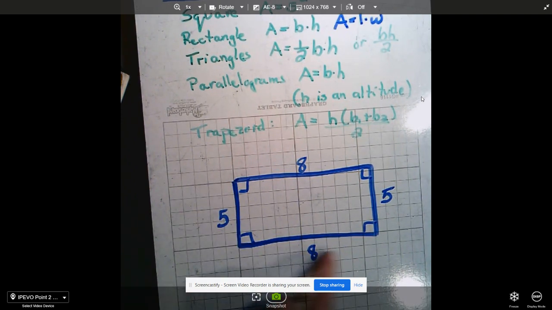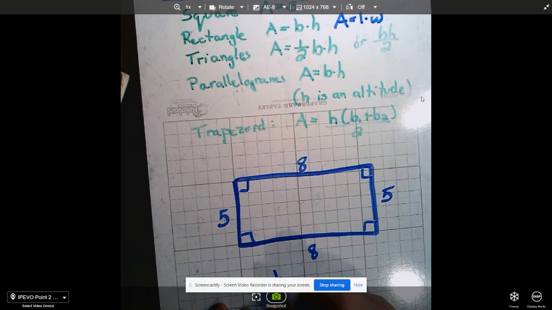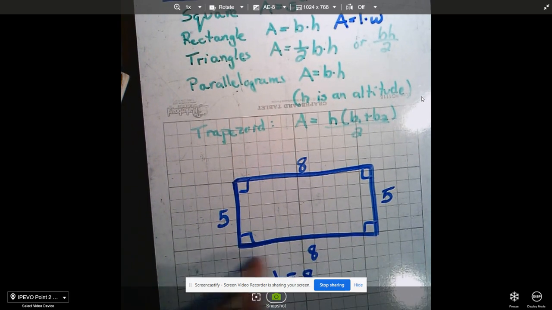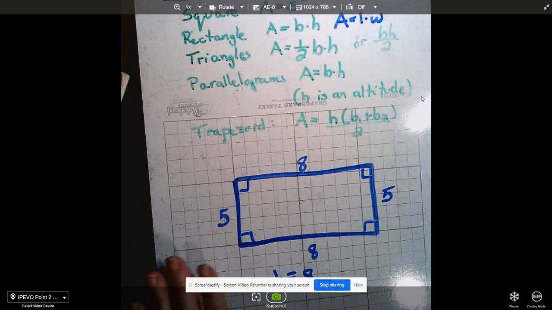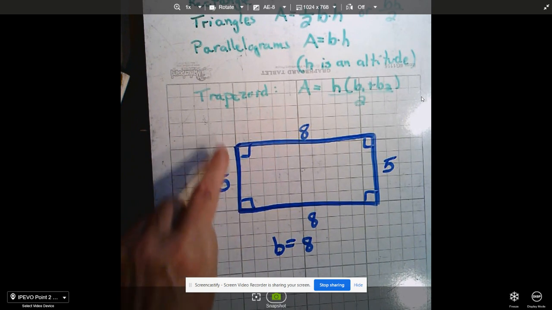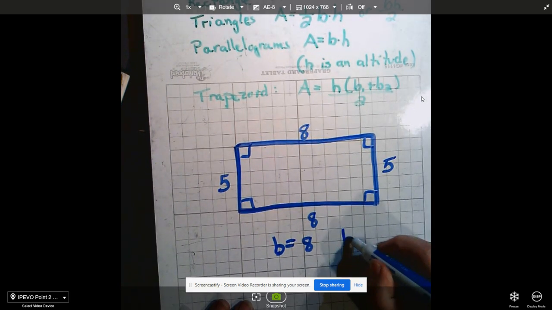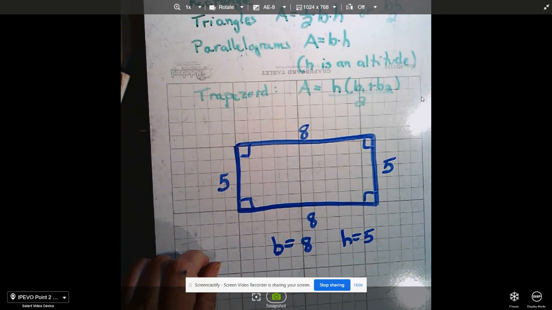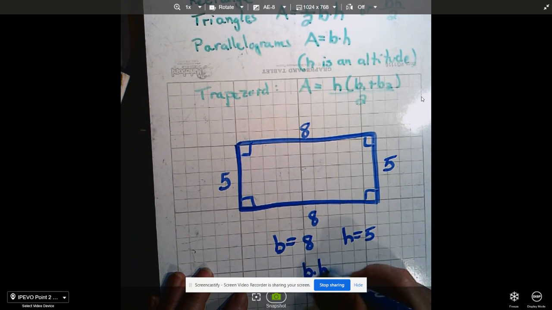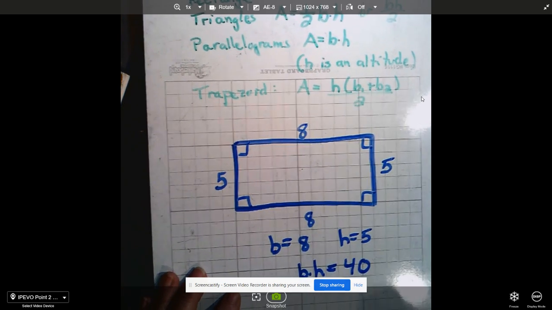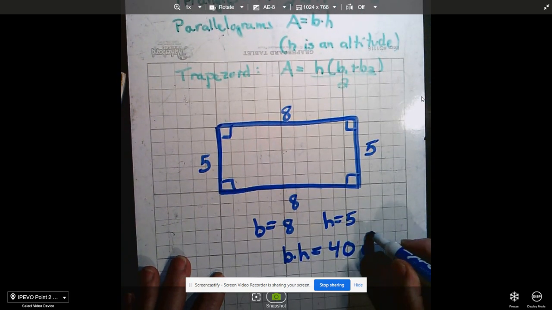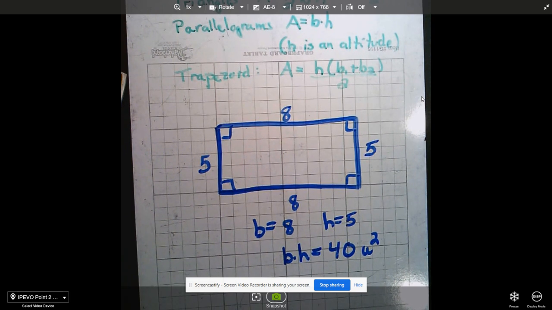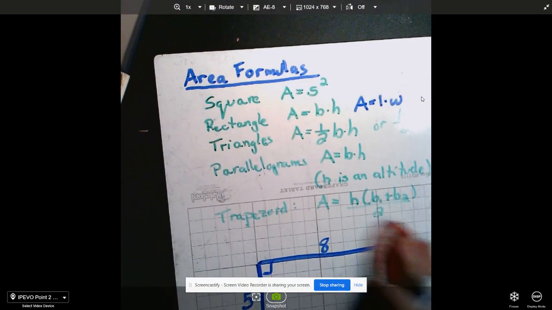So this here is my base, so I know B equals 8. You could also call that the length. Some people would call that the length. That's fine. And then my height here is 5. And again, some people might call that the width. That's okay. It doesn't really matter. So you're just going to multiply those two together. So now you know your area is 40. And again, it's units squared. So that's the square and the rectangle.